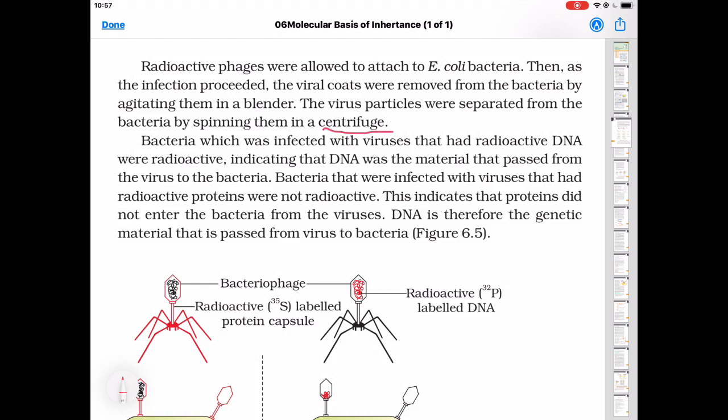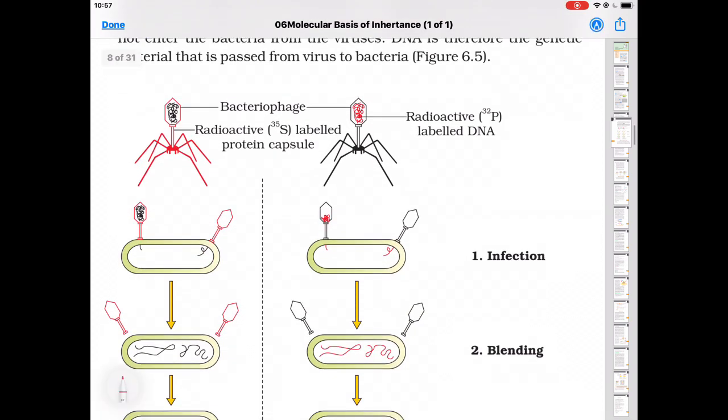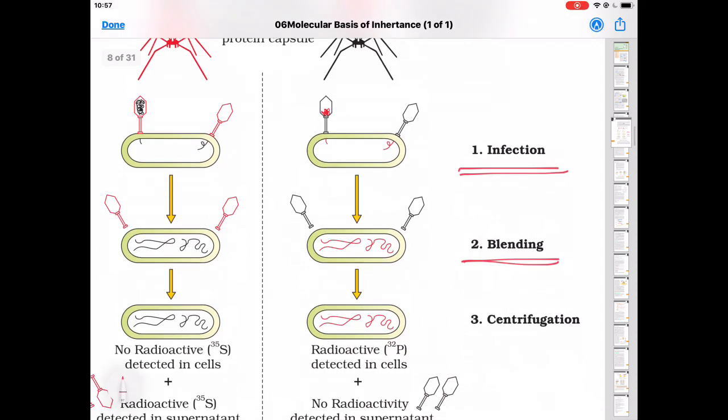So the Hershey-Chase experiment we can study under three headings. First is infection, when the bacteriophage infects the bacteria. Second is blending, mixing of that culture so that it will separate the virus from the bacteria. Then under centrifugation, the virus particles and bacterial particles will separate. So write the three headings: infection, blending and centrifugation.